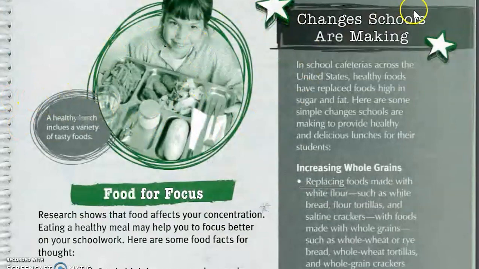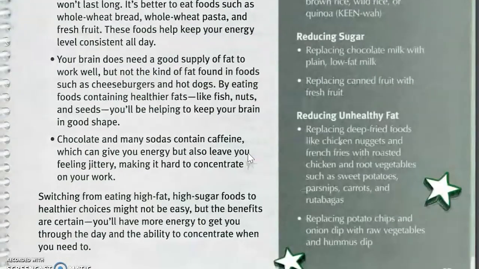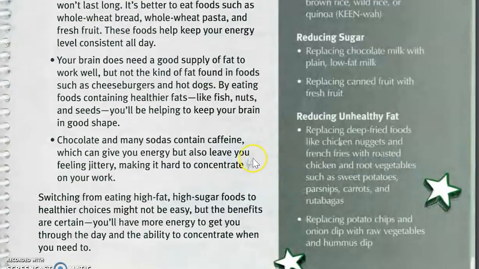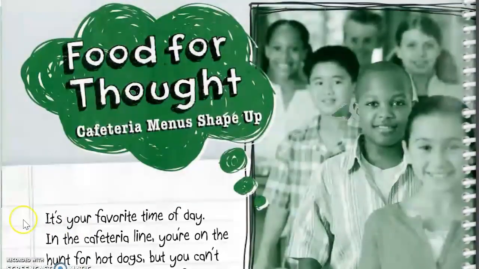We looked at those nonfiction text features, the headings, the photographs. We saw this little girl carrying the lunch tray. And then we even saw this changes schools are making, the text box here. And we knew before we even started reading that this informational article was all about school lunches and how they are changing.